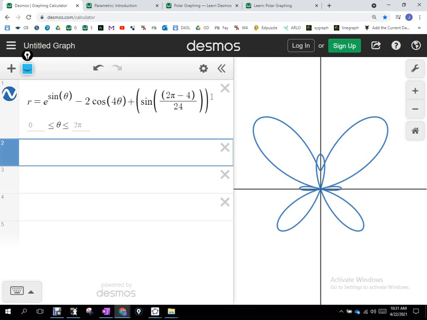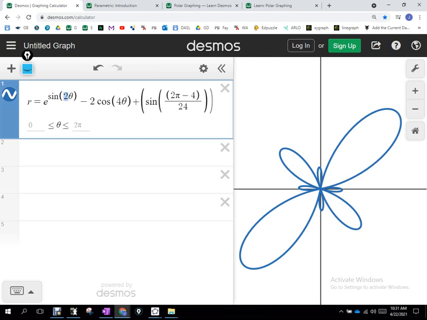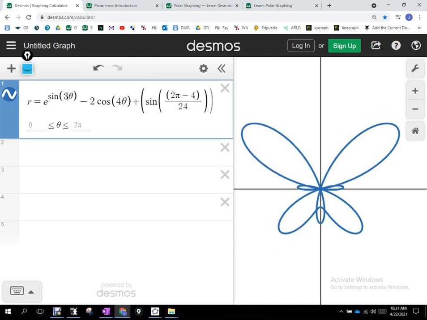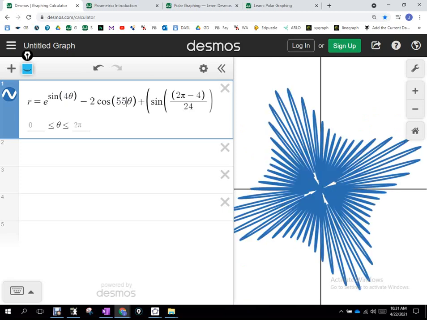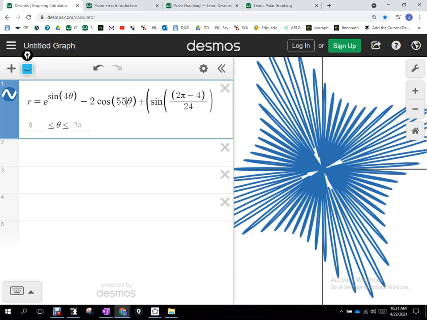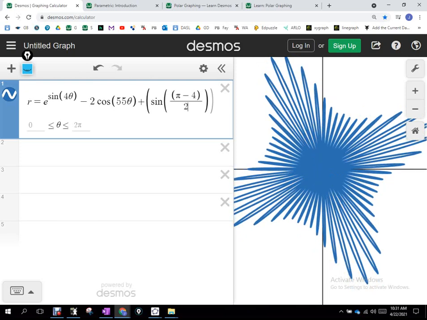And we could do a lot of things. If I just change this to a 2, change it to a 3, change back to a 4, you can see the different things that happen. Maybe I change that to a 5 or a 55. There's a lot of different things that you can do and create using these polar coordinates. Okay.